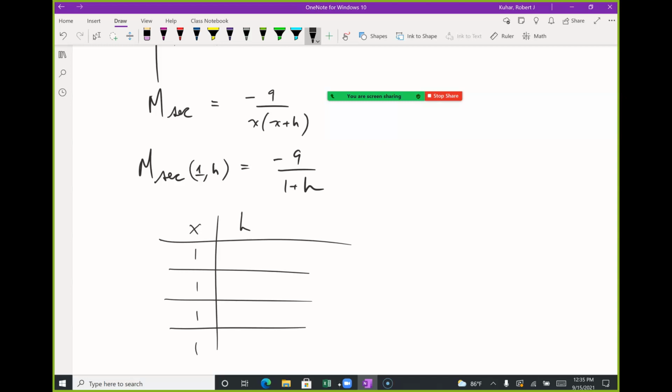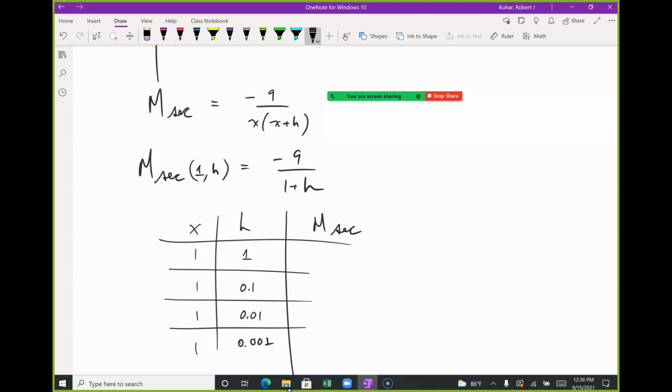I typically will use 1, 0.1, 0.01, and 0.001. Once I get to gas station money, I should be able to make my prediction. It should be very, very clear what's happening. And we want to look at the m sub sec here, right? The secant slope.